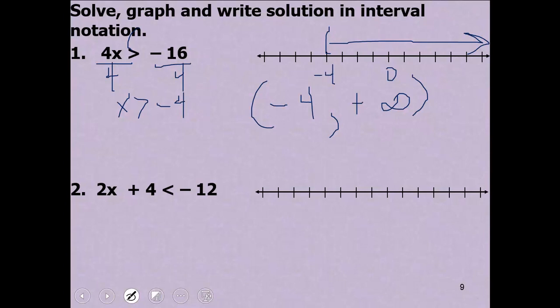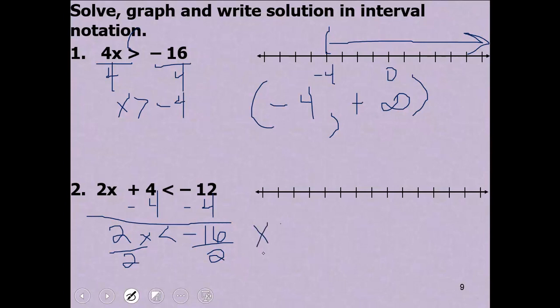Here we go with number 2. This is going to combine addition and then multiplication or division. I'm going to subtract 4 from both sides because that is adding a negative 4 to both sides. And I get 2x is less than negative 16. This is negative 12, like 12 reds. I'm putting down 4 more reds. I have a total of 16 reds. Now I'm going to divide by this positive number, so my inequality holds in the same direction. X is less than negative 8.